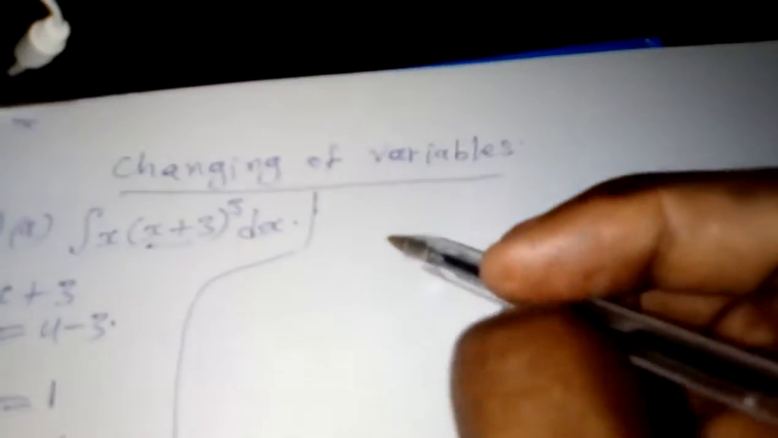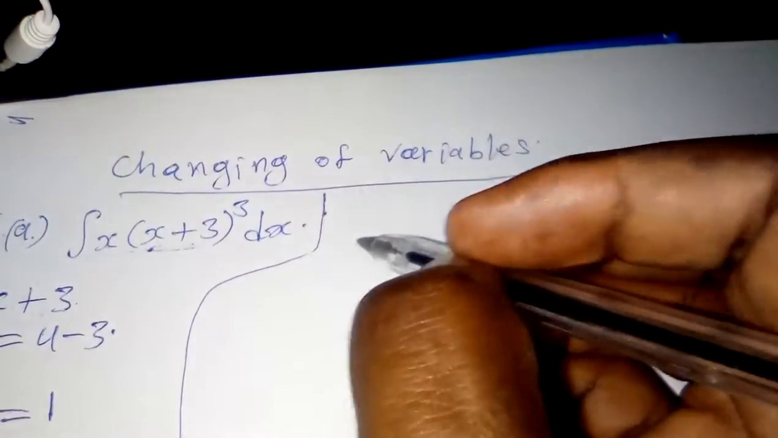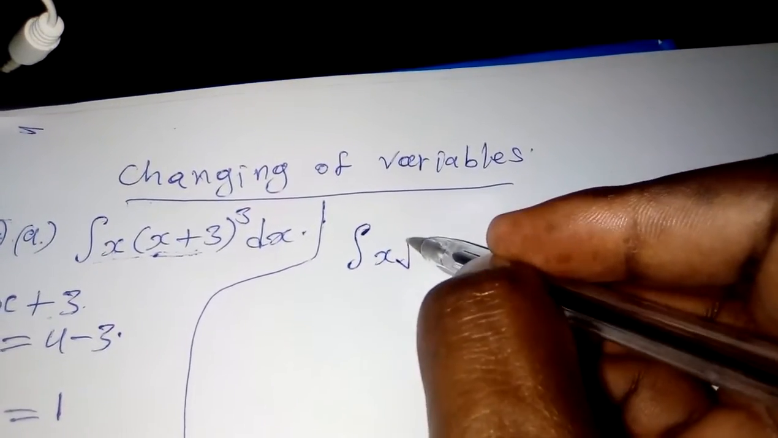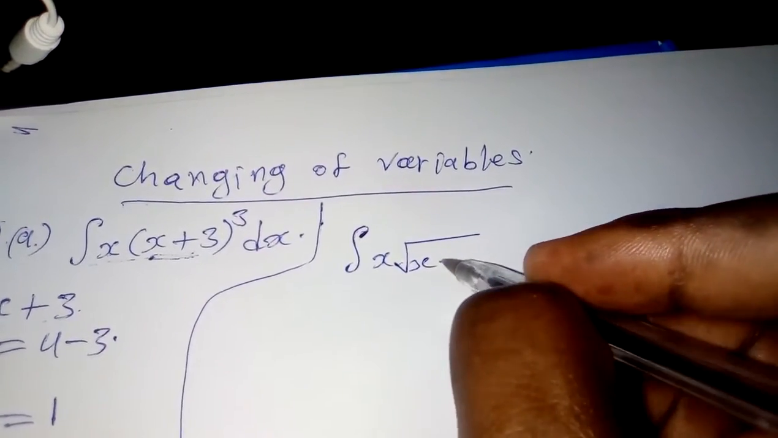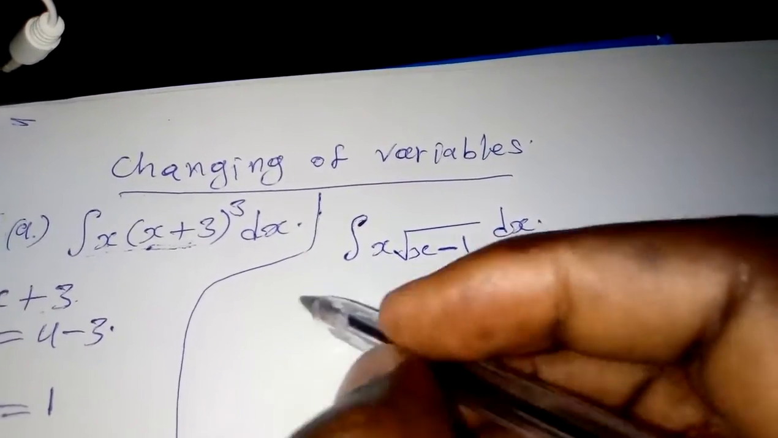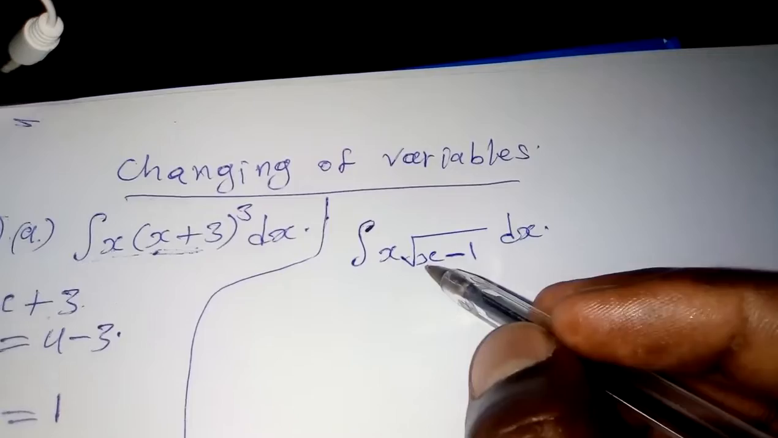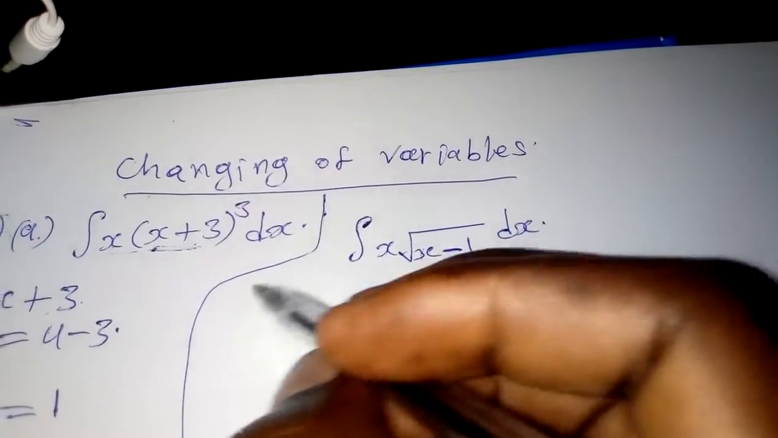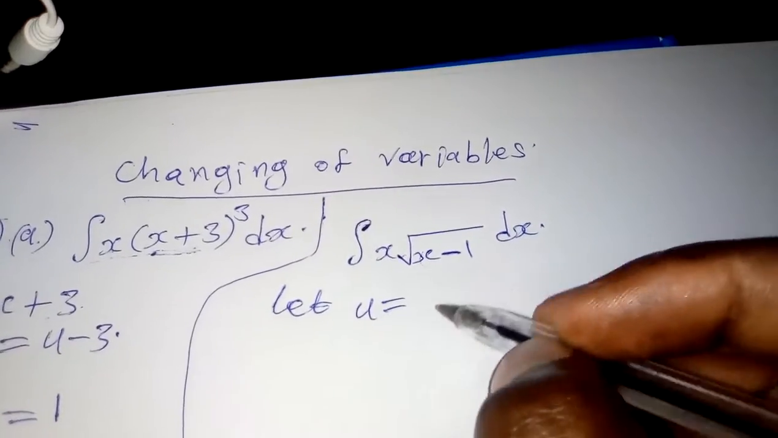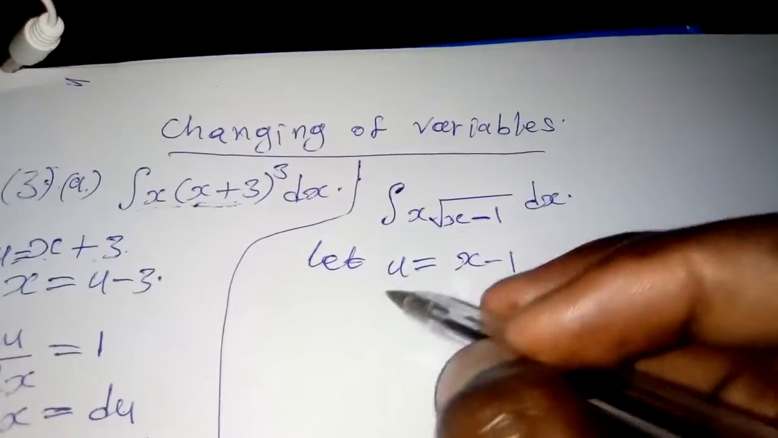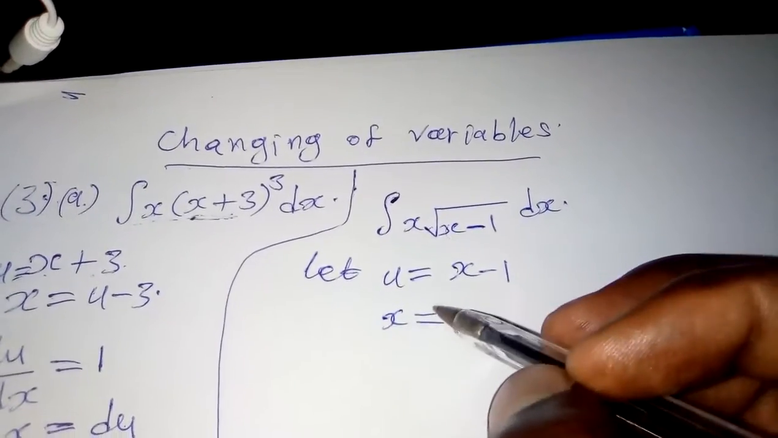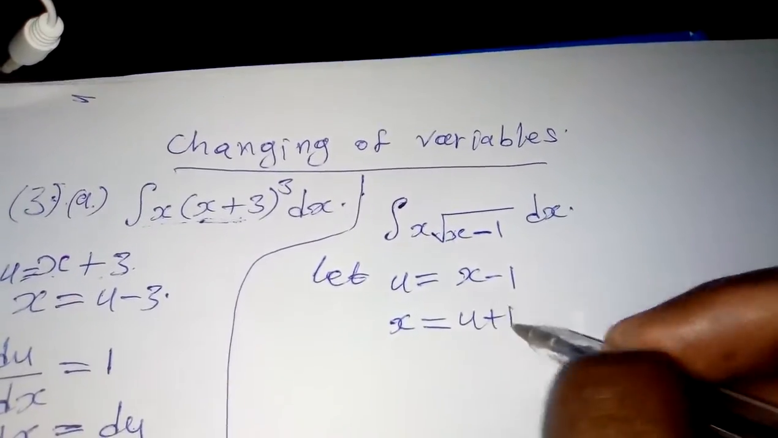So question B is saying integrate x root x minus 1 dx. What you do here again is equate the expression under the root to u. So let u be equal to x minus 1. Then quickly you make x the subject: x is going to be u plus 1.